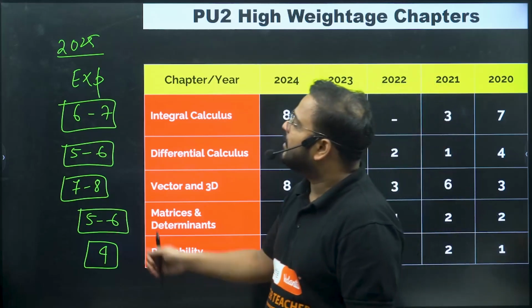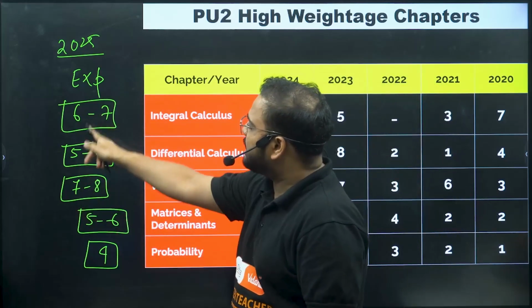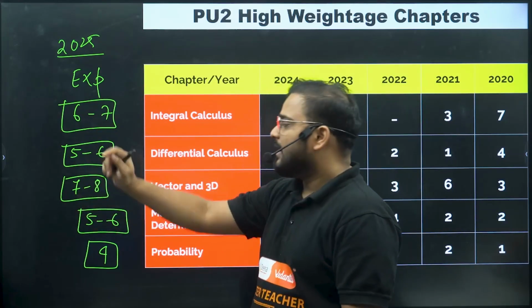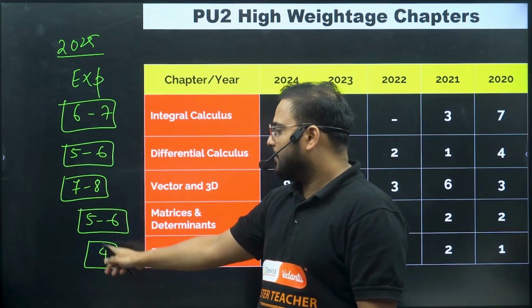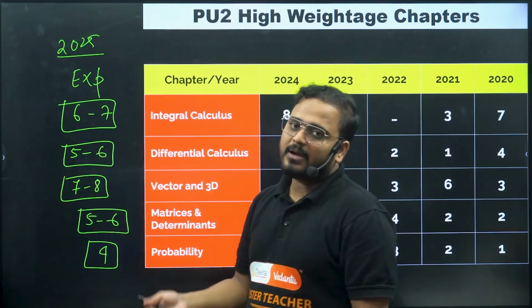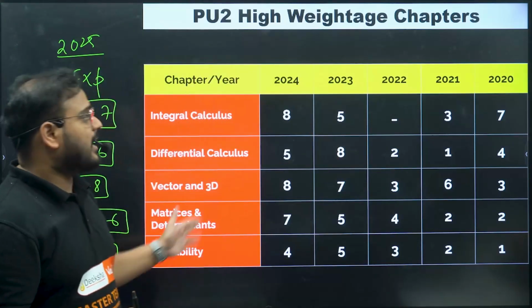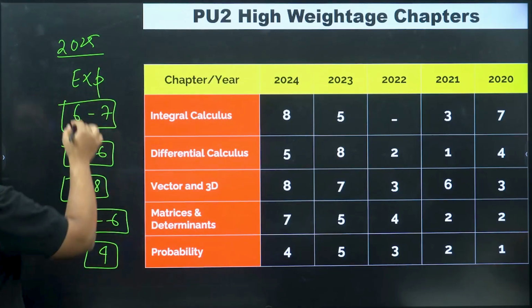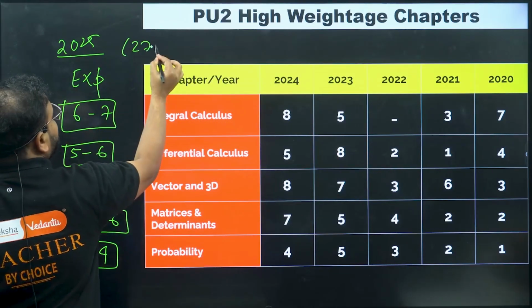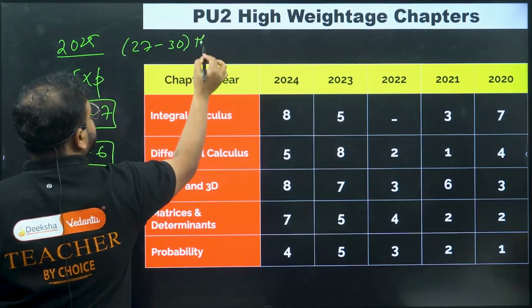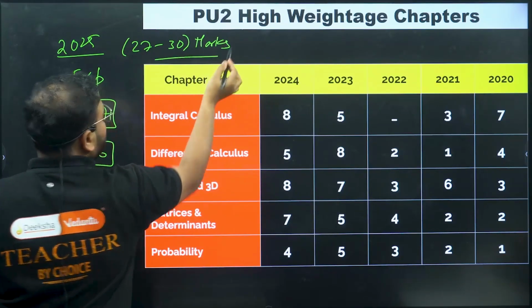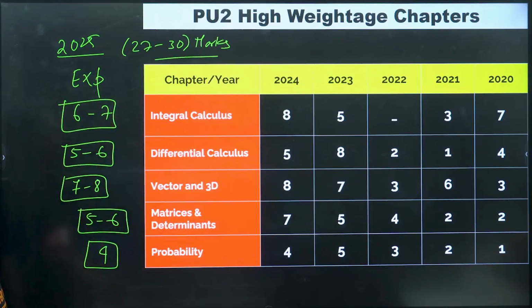Please check here. If I take the left hand side only, 6, 5, 11 plus 7 is 18, plus over here 5 will become 23, plus 4 is 27 marks itself in this. These units can be expected this year. 27 to 30 marks here in the PU2 high weightage chapters and units.